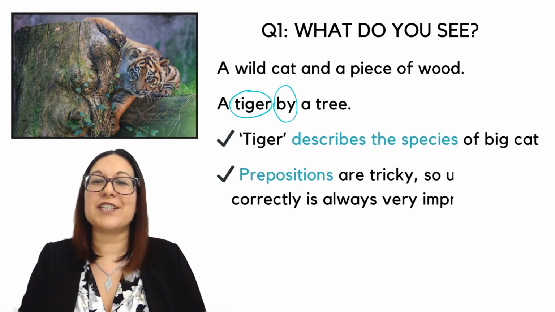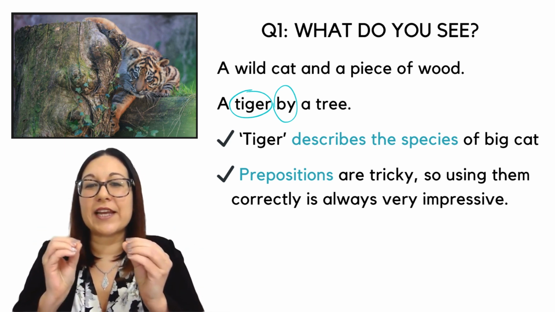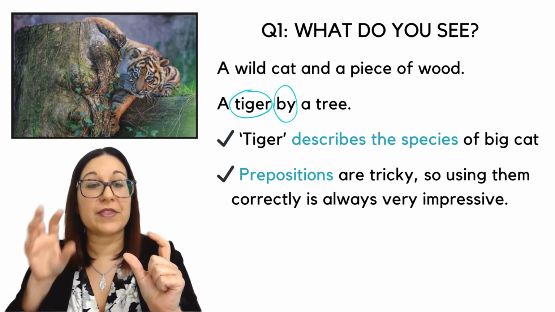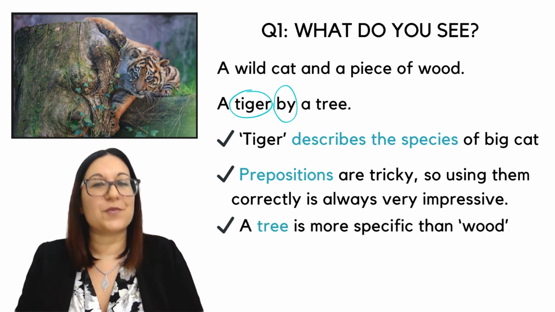We've got that preposition by, so it's showing that relative positioning of where is the tiger in relation to the piece of wood, or now we're calling it a tree. Great.